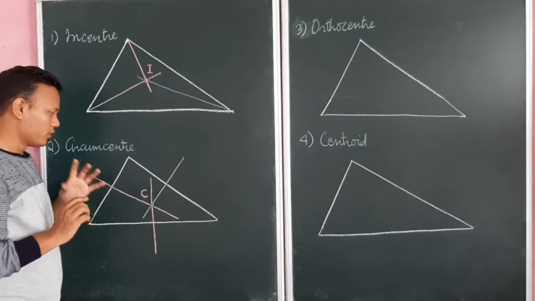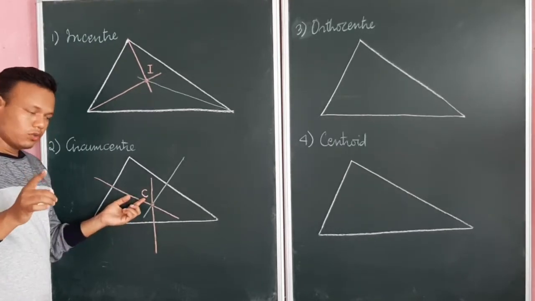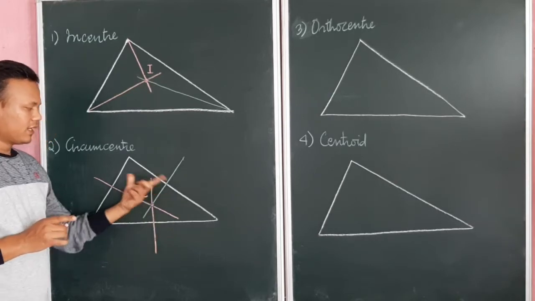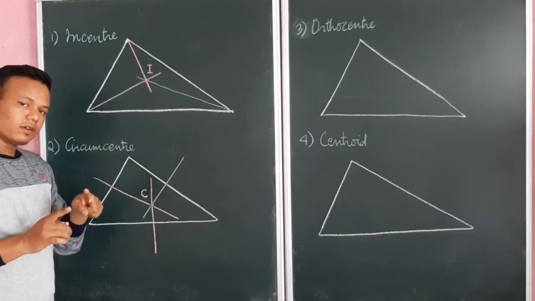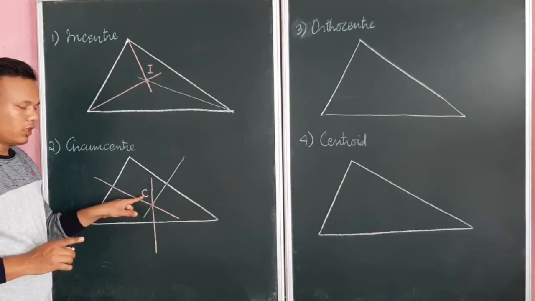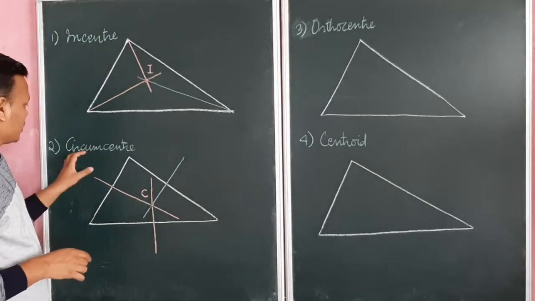Let me repeat once again. In order to draw the circumcenter, what do you need to do? You have to draw the perpendicular bisector of each side of the triangle, and wherever all the perpendicular bisectors intersect, that point is called the circumcenter. So this is all about your circumcenter.